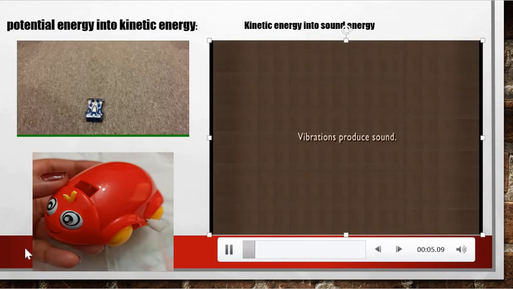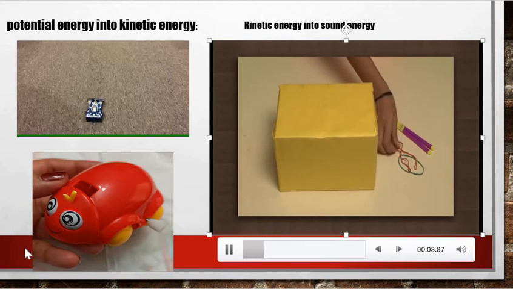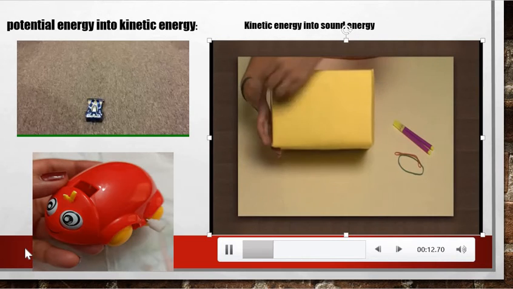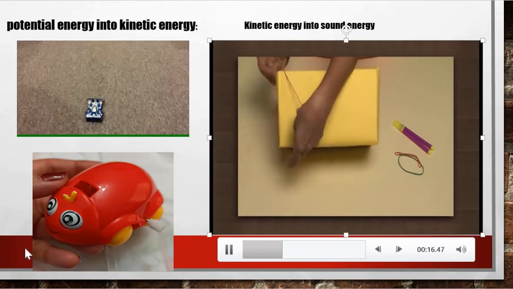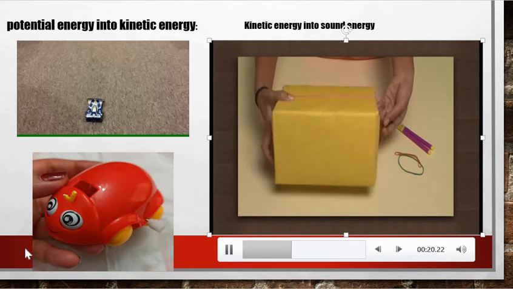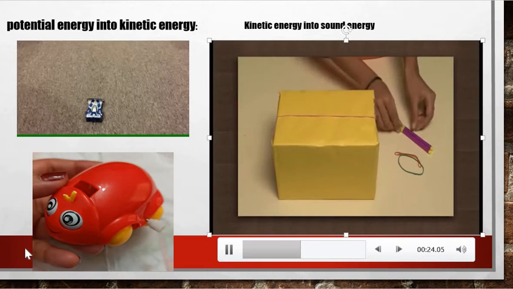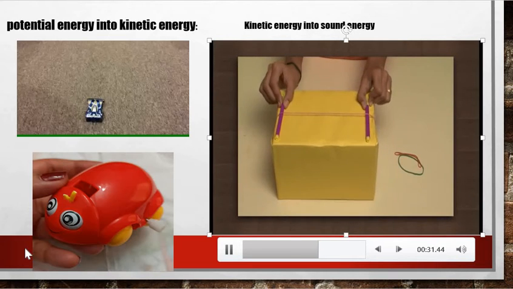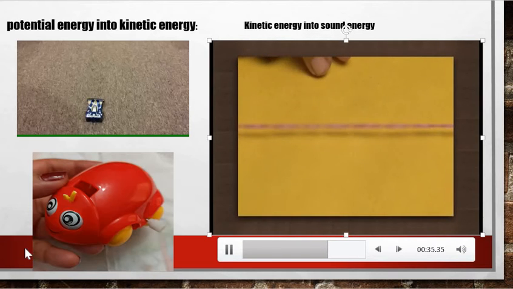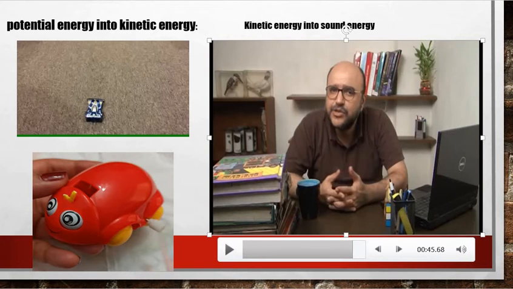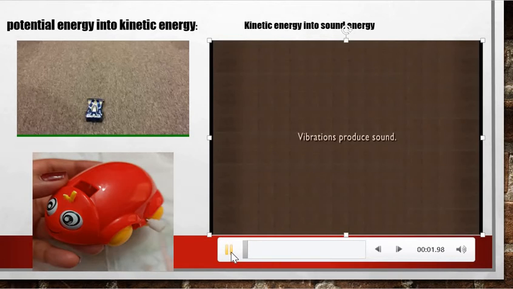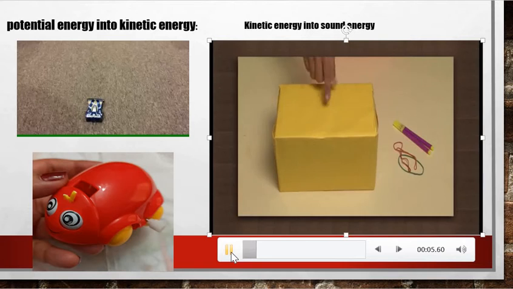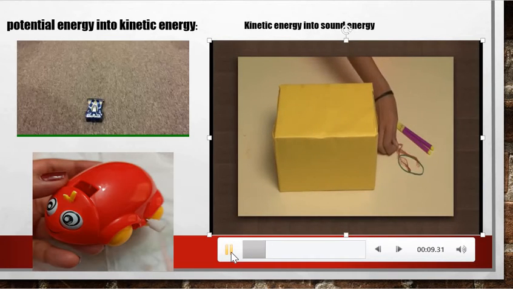Let us check this with an activity. Take a box, rubber bands and some pens. Stretch the rubber band over the box. Keep 2 pens between the band and the box. Pluck the band now. The rubber band starts vibrating and produces a sound. We will not hear any sound as soon as the rubber band stops vibrating. Okay, see it again. It changed the kinetic energy, the vibration of the rubber band, into sound energy.